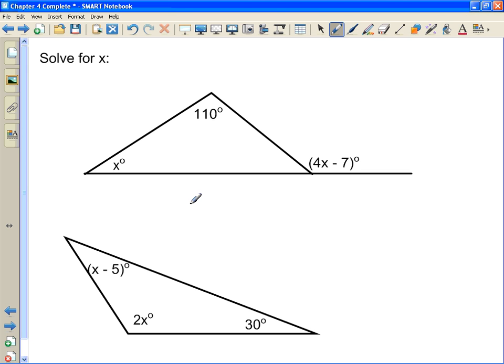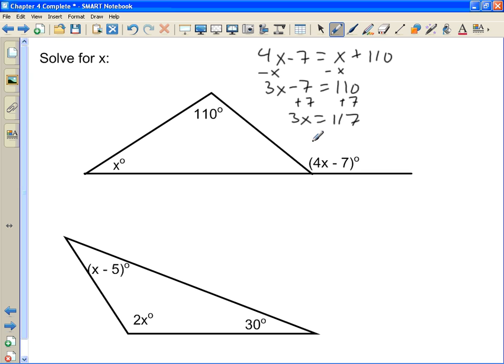Here's some examples of some problems that you'll be using these two theorems to get. So this first one, I've got this exterior angle, 4x minus 7. That's going to equal the sum of these two angles, x plus 110. And now I can solve for x. Subtract x over: 3x minus 7 equals 110. Add the 7. 3x equals 117. Divide by 3, and I'm going to get x equals 39.